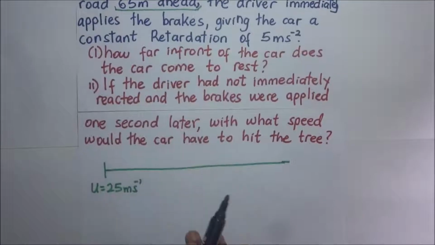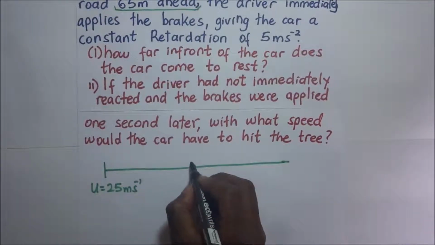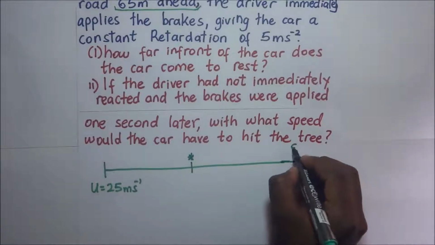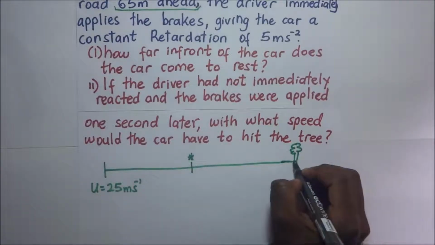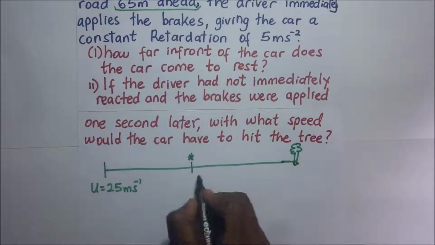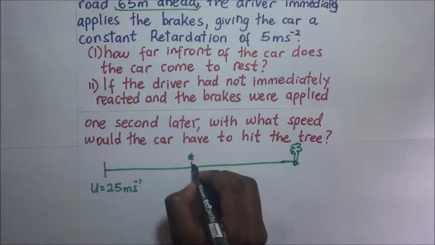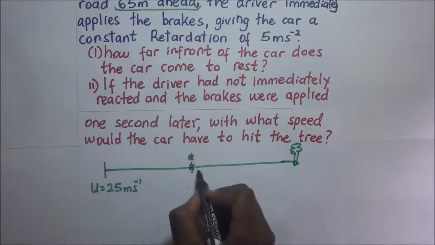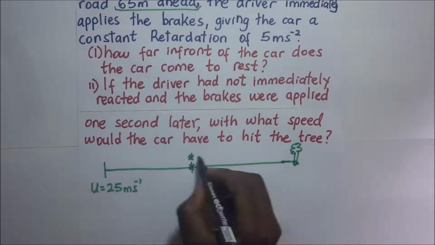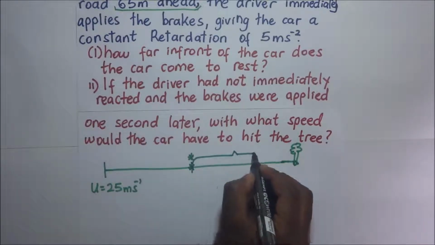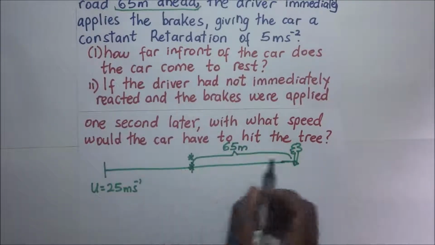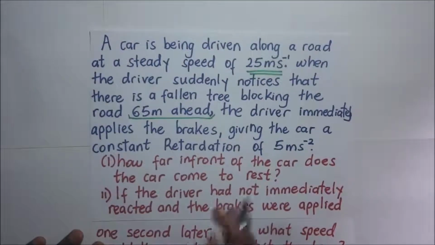So let's assume, according to our diagram, at this point, this is when the driver notices that there is a tree here ahead of the road. So when he notices that there is a tree, he immediately applies the brakes from this point. So when he applies the brakes from this point, the distance remaining from this point to there is actually 65 meters before he reaches the tree. That's according to the question.